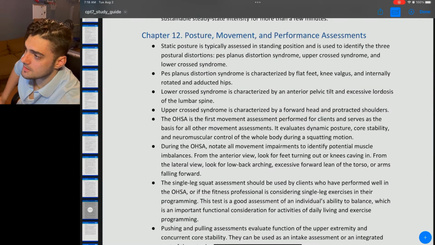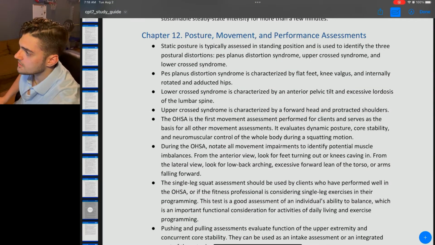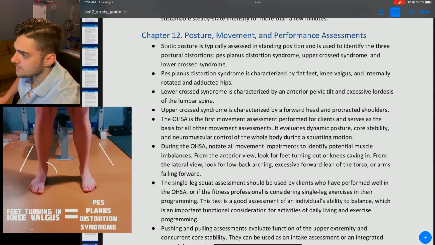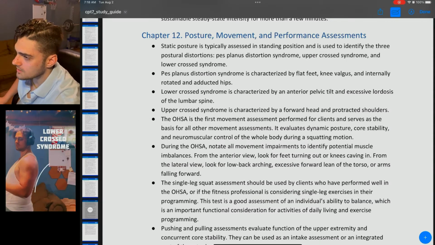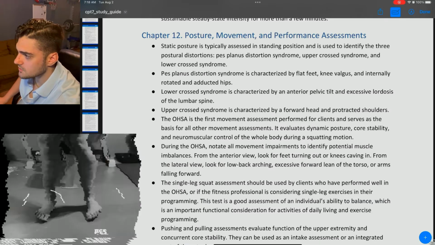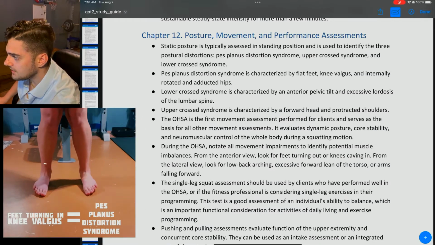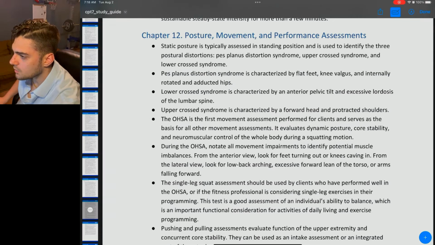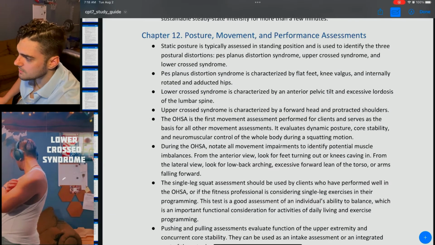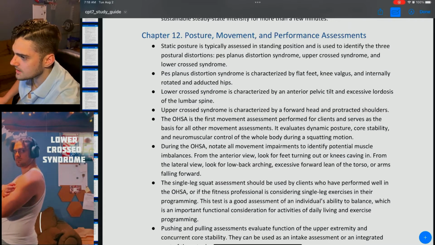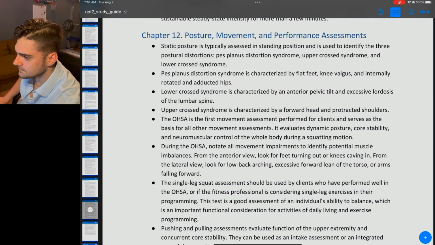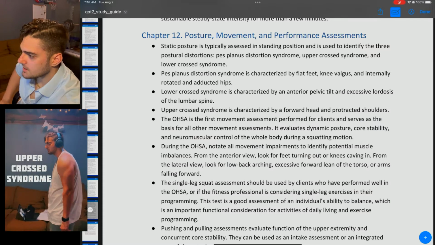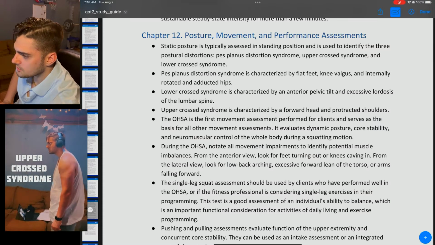Static posture is typically assessed in the standing position. It is used to identify three postural distortions: pes planus distortion syndrome, upper cross syndrome, and lower cross syndrome. Pes planus distortion syndrome is characterized by flat feet, knee valgus, and internally rotated and adducted hips. Lower cross syndrome is characterized by anterior pelvic tilt and excessive lordosis of the lumbar spine. Upper cross syndrome is characterized by a forward head and protracted shoulders.